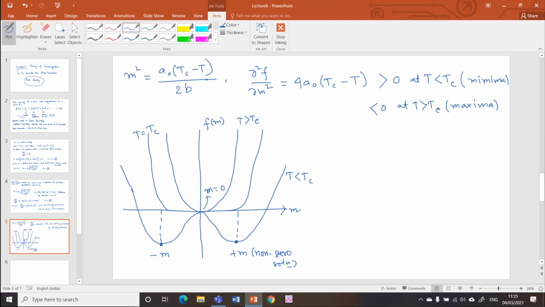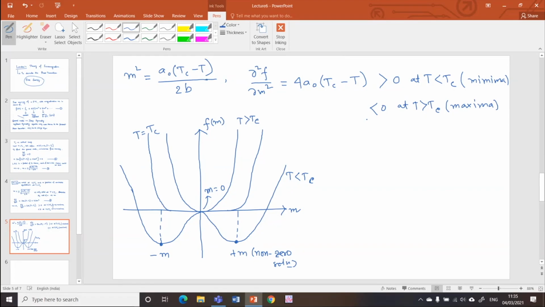If you look at it, at T above Tc we have only one solution, that is m equal to 0, which means that there is no spontaneous magnetization. But if the temperature is lower than the critical temperature, then we have a non-zero solution. Basically there are two solutions, either plus m or minus m. Is it clear? Yes, sir.